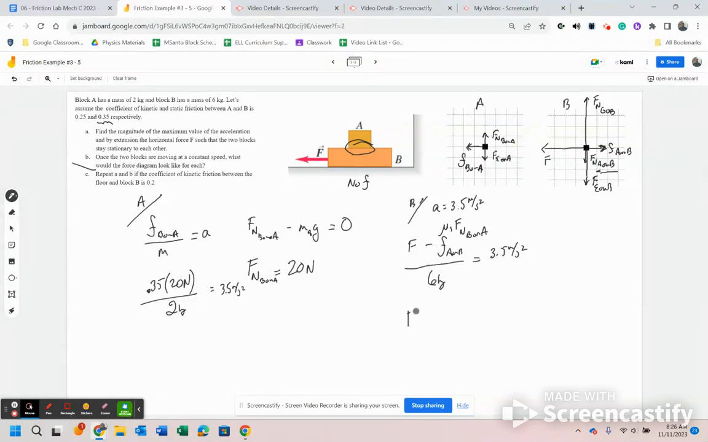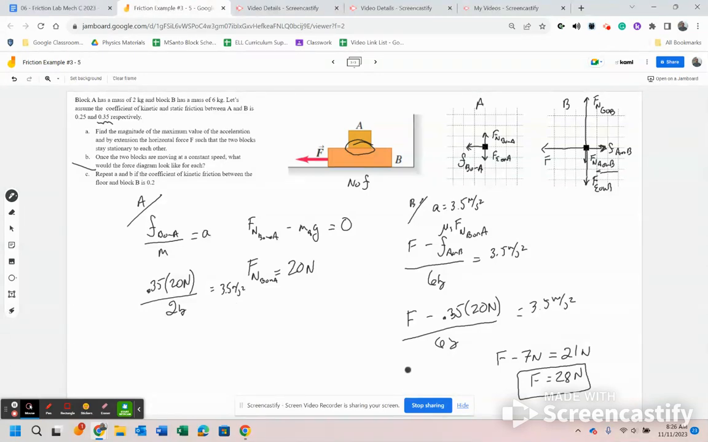So we are going to have F minus 0.35 times 20 newtons divided by 6 kilograms is equal to 3.5 meters per second squared. So when we substitute in and solve, we get F minus 7 is equal to 21, and F would equal 28 newtons. And that would be the maximum force exerted for F to allow the two objects to accelerate together.